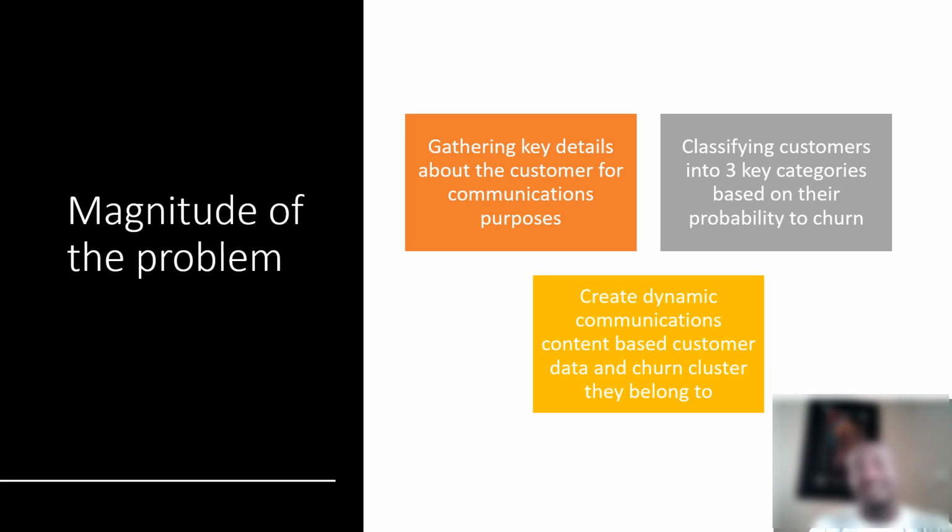Having done this classification, the next step would be to create dynamic communications based on these three different classes, using the customer's information in terms of his biometrics, his activities on the platform, or his general account status, to communicate to them so that they can interact and feel connected to the bank.